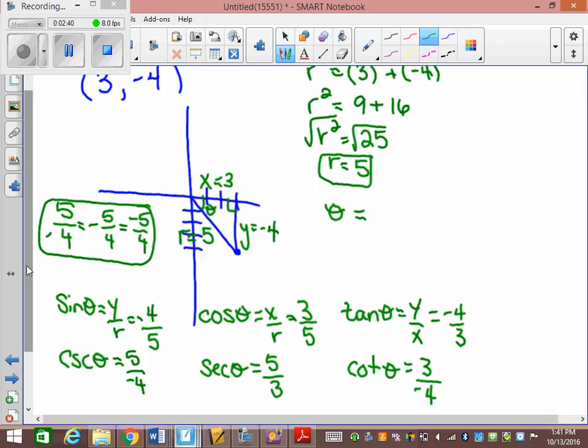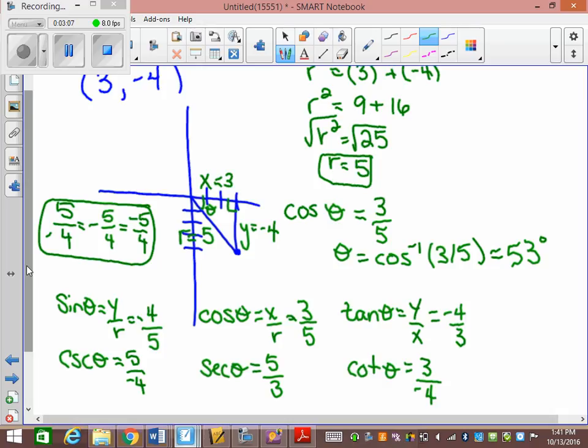So I'm going to pick one that gives me a positive. So cos. Cos theta is 3 over 5. And I'm going to go theta equals cos -1 of 3 over 5. And I get a reference angle of something, 53.